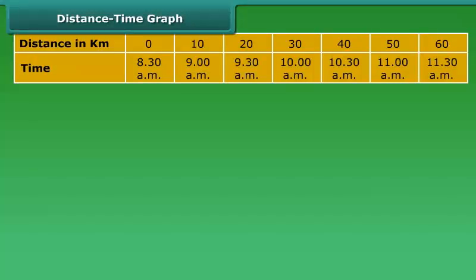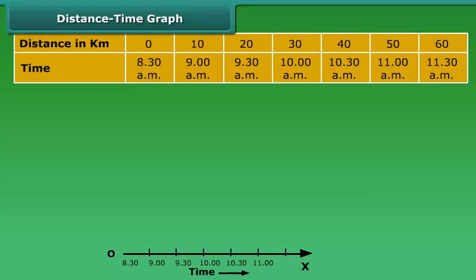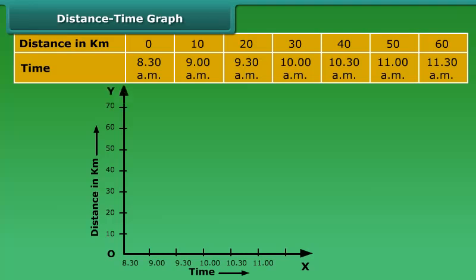Motion of objects can be presented in pictorial form with the help of a distance-time graph. For this purpose, first draw a horizontal line to represent the x-axis and a vertical line to represent the y-axis and mark them as OX and OY. Measure time along the x-axis and distance along the y-axis.